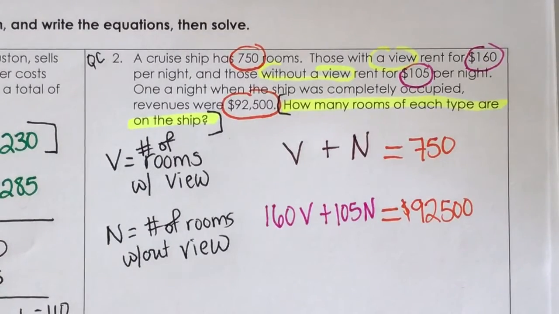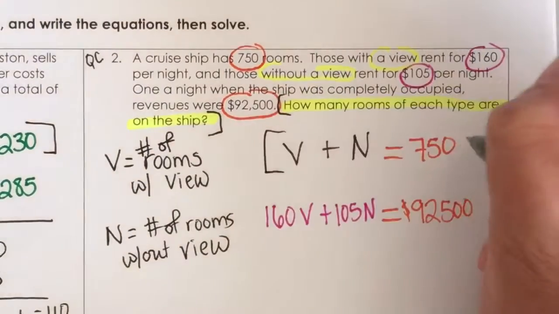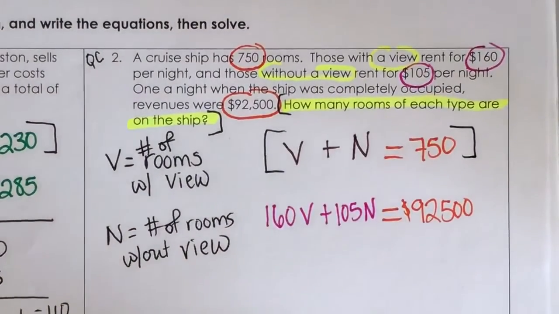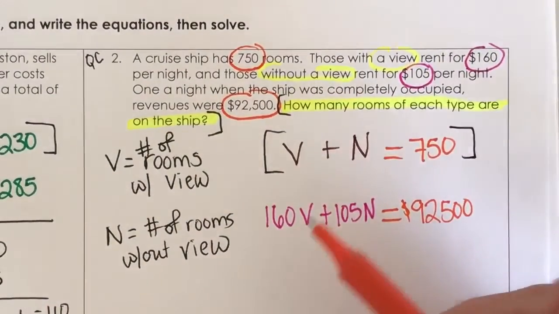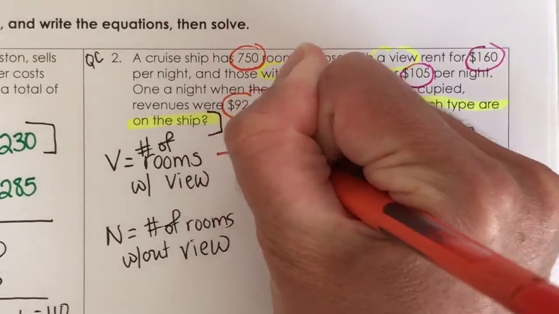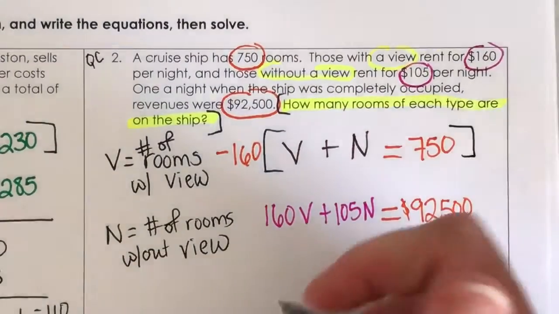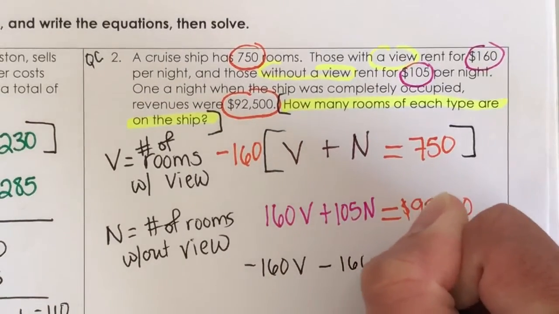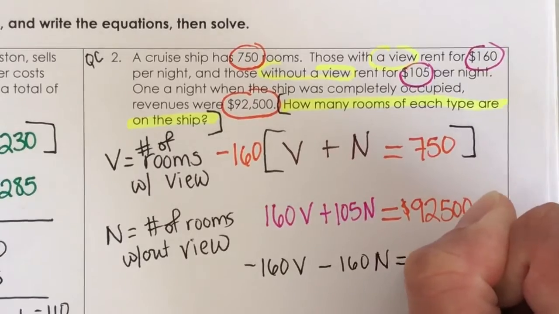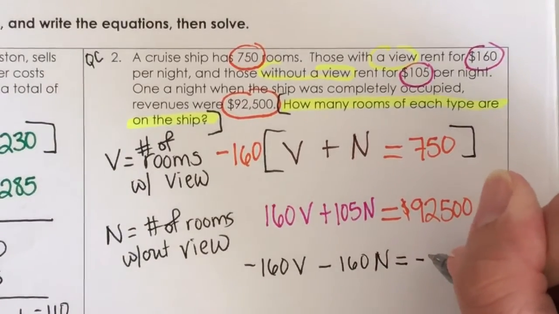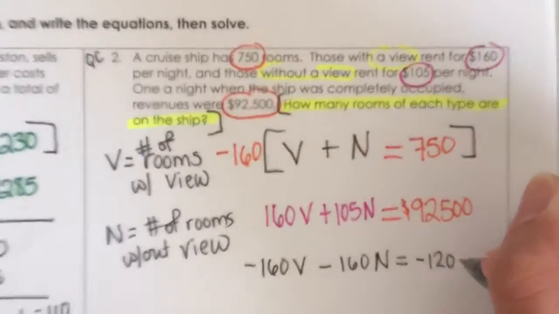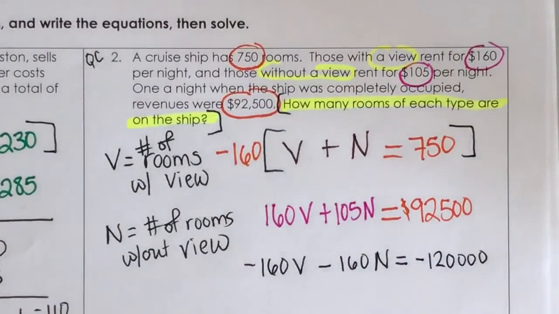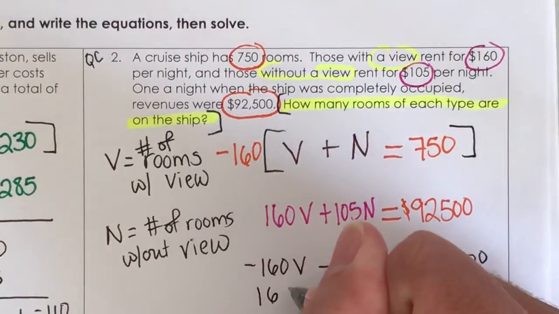It doesn't matter which one we cancel out, whether it be the V or the N, but we do need to distribute through something. So I'm going to cancel out my V's, and the only way I can do that is to make these total opposites. So I'm going to distribute through the negative 160. So I'm going to rewrite my equation. So negative 160V minus 160N is equal to negative 120,000.